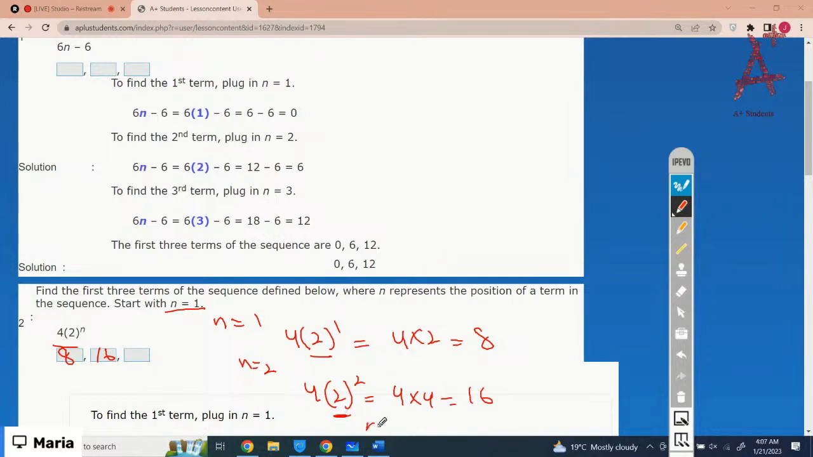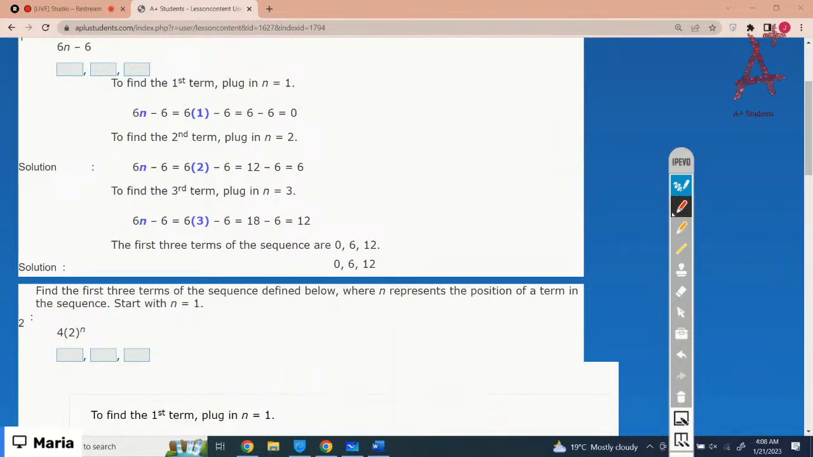Then the next one is n equals 3. So just replace the n with 3. It would be 4 times 2 exponent 3. So 2 exponent 3 is 2 times 2 is 4, and 4 times 2 is 8, and it would be 8 times 4 equals 32. That means here are the three terms in the sequence. They are 8, 16 and 32. Got it? So let's start with the practice questions.